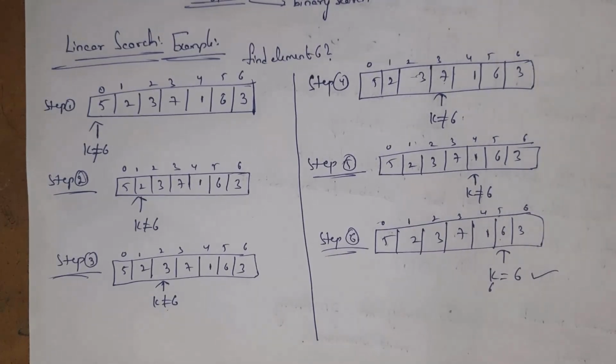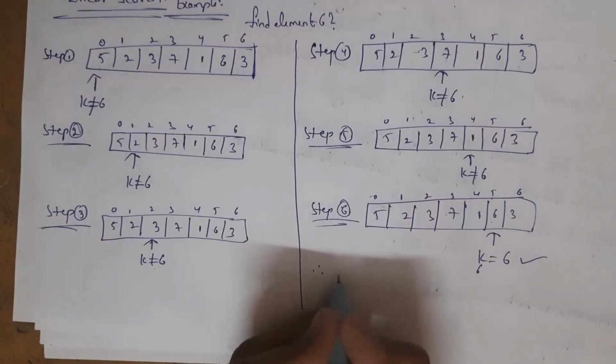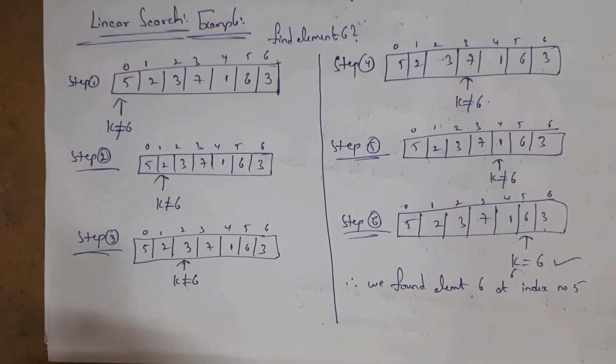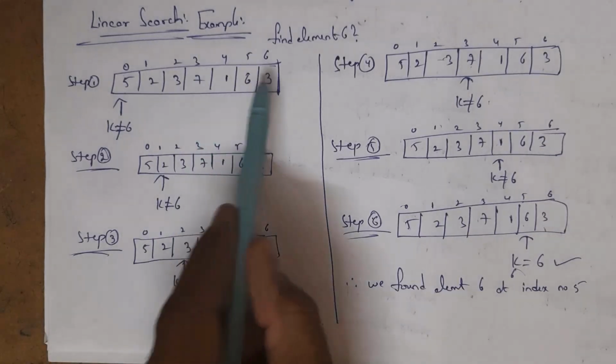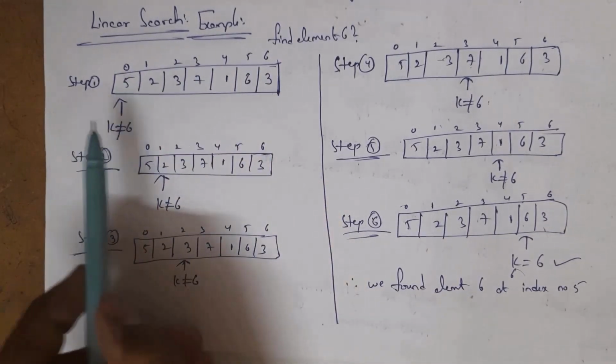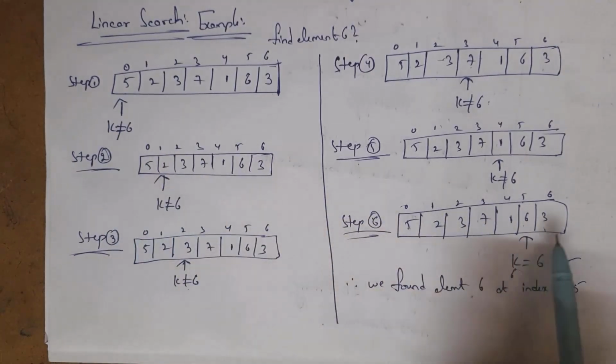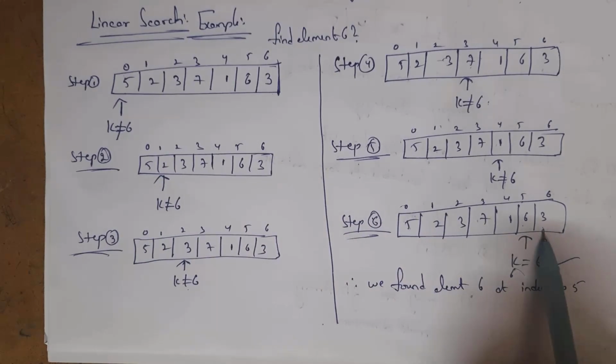Now we can stop searching, and at last you need to write, therefore, we found element 6 at index number 5. This is an example of linear search. For example, if I want to find element 30, but element 30 is not present in this array, then we will keep on searching each element, and when the cursor reaches the last position, you need to write element not found.